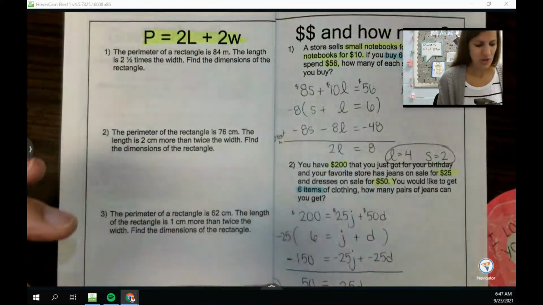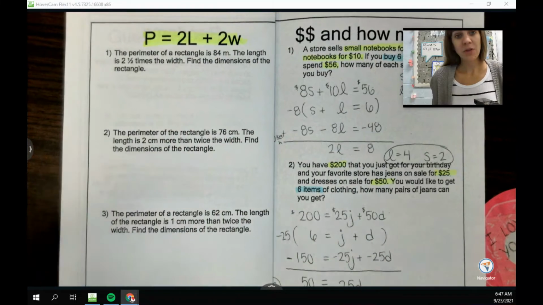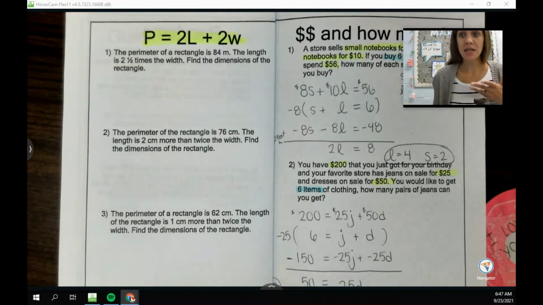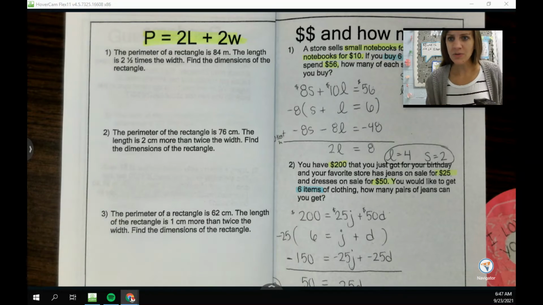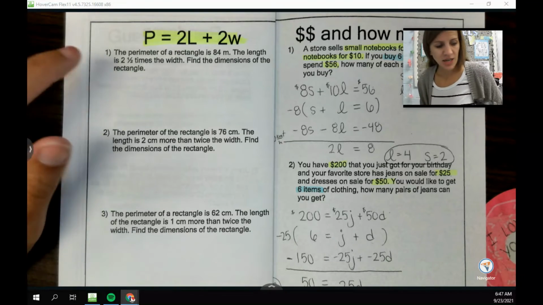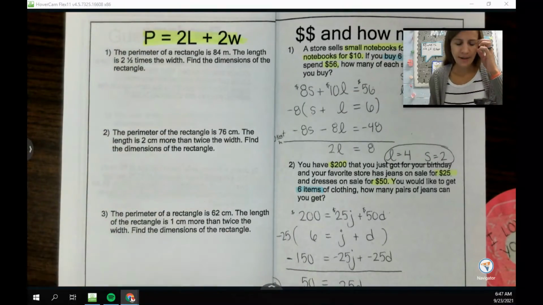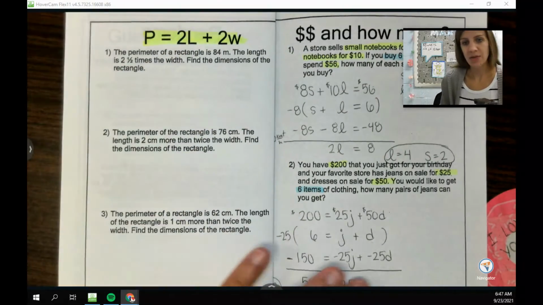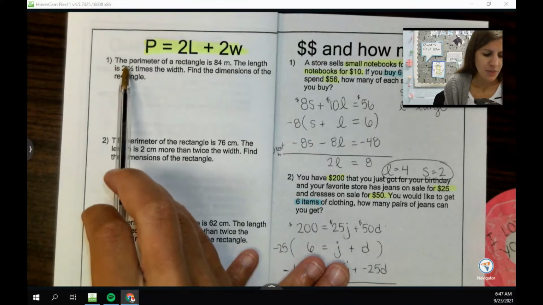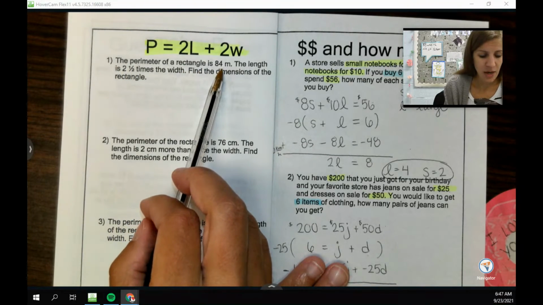So perimeter equals 2L plus 2W. If you look at that, the L is length, the W is width, the P is perimeter. That's one too many variables for what you need. So they're going to have to tell you about one of those numbers. Like they're going to tell you something there, but it's always going to come back to this formula. So the perimeter of a rectangle is 84.